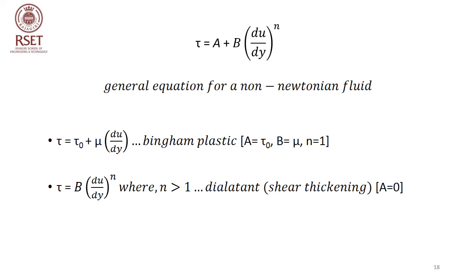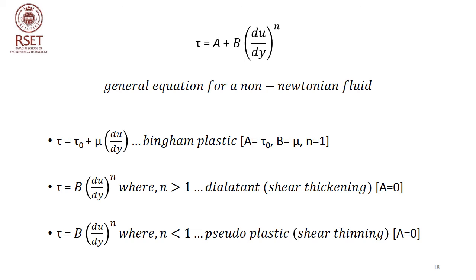In the second case, for a shear thickening fluid, the value of A will be equal to 0, B will be equal to mu, and the value of n will always be greater than 1. And in the third case, for shear thinning, the stress will be equal to B into (du/dy) raised to n, where the value of n will always be less than 1, and according to the general equation, the value of A will be equal to 0 in this case also.